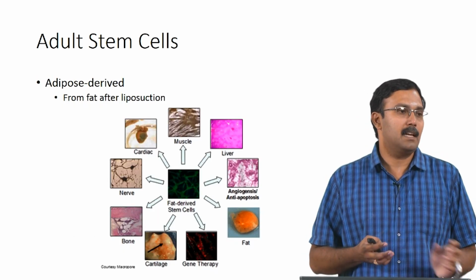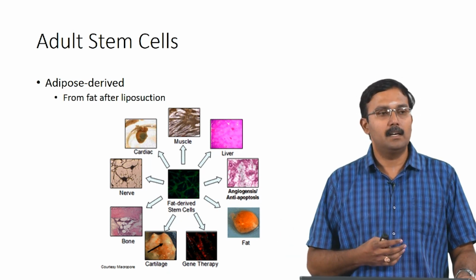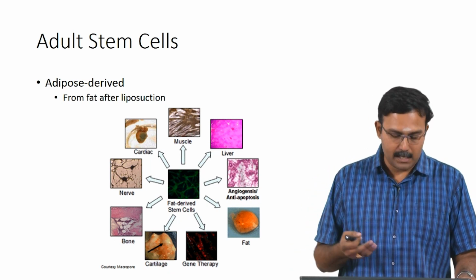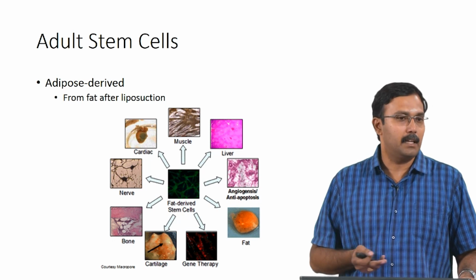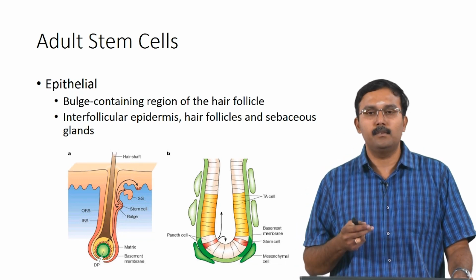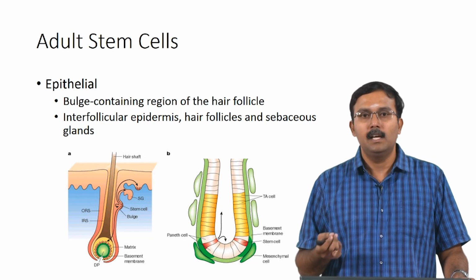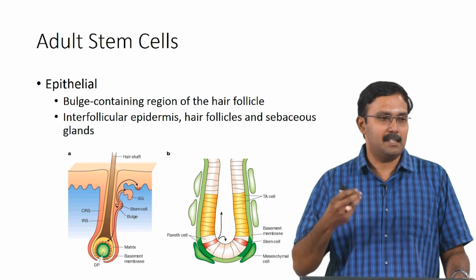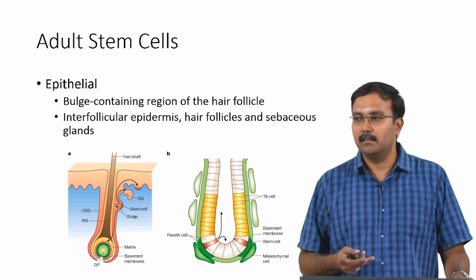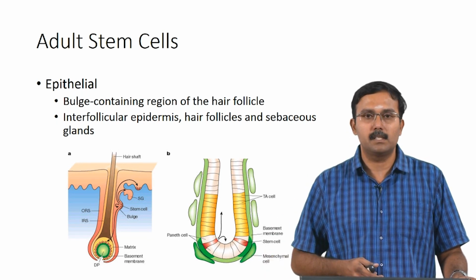And adipose derived stem cells can be obtained from fat tissues, usually which is taken after liposuction, and adipose derived stem cells have also been differentiated to various types of cells, and they have been effective in using for tissue engineering applications. Epithelial cells are usually found in the bulge containing region of the hair follicle, and these, as I said, the numbers would be small, it is difficult to harvest them, but they do have the same multipotency as mesenchymal stem cells.